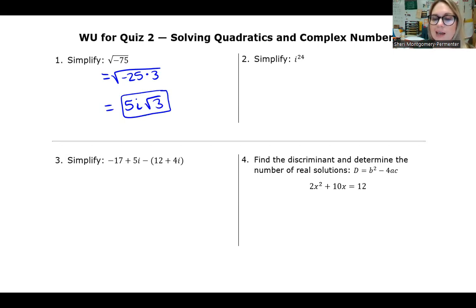The next question is asking for i to the 24th power. Remember, you've got that cheat sheet where we've got i, negative 1, and 1, and you're counting around. If it's i to the 24th power, you start with i to the first power. So 1, 2, 3, 4, 5, 6, 7, 8, 9, 12, 13, 14, 15, 16, 17, 18, 19, 20, 21, 22, 23, 24. Did y'all get 1?